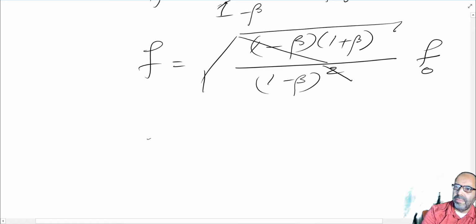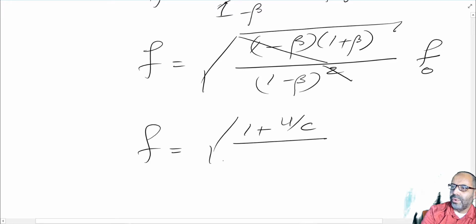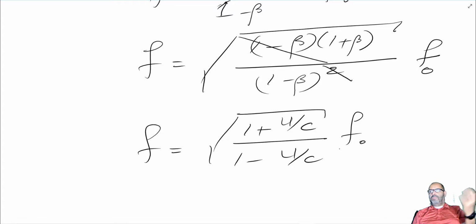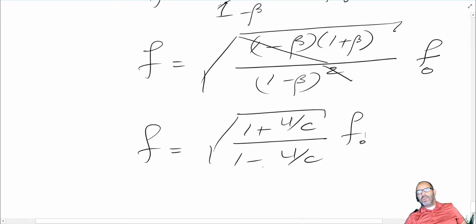So now the frequency is going to be the square root of 1 plus, I'm going to restore stuff now, u over c, over 1 minus u over c, times f naught. It's clearly shifted toward higher frequency if u is positive. In other words, if the source is approaching the observer, because the numerator is more than 1 and the denominator is less than 1, and when you divide by less than 1, you actually end up with a higher frequency. Okay?